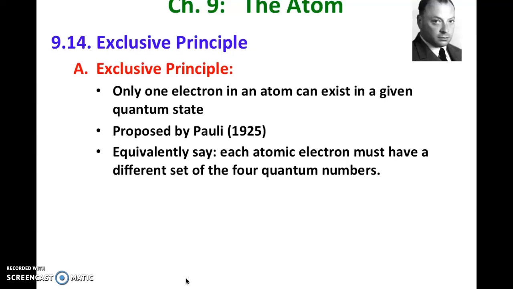The quantum states of particles are governed by the exclusion principle proposed by Pauli in 1925. It says that only one electron in an atom can exist in a given quantum state. This principle is equivalent to saying each atomic electron must have a different set of the 4 quantum numbers. This is the end of the chapter.